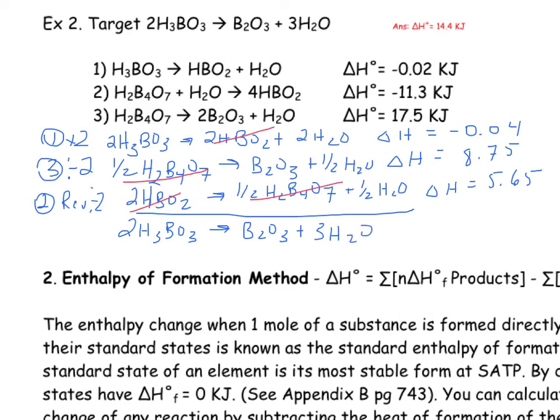Because my 3 manipulated equations add to my target, that means my 3 manipulated enthalpies will add to the enthalpy change of this target equation. This gives me a positive 14.4 kilojoules.